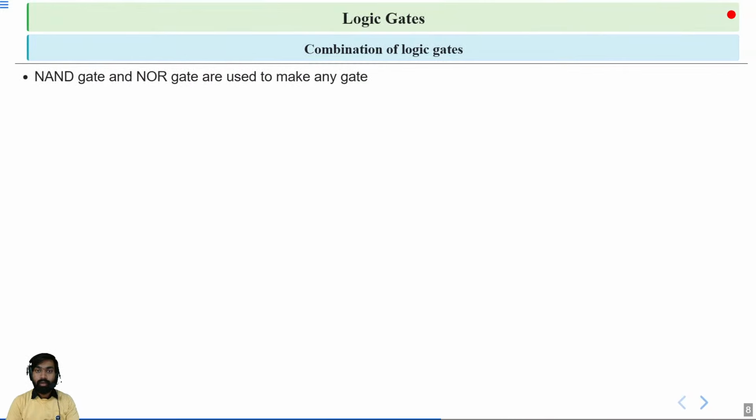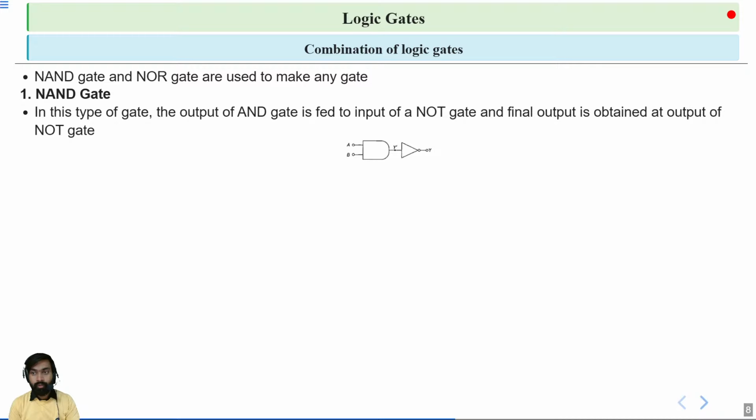Now we will discuss a combination of logic gates. NAND gates and NOR gates can be used to make any gate. Clear? So first we will discuss the NAND gate. Basically the NAND gate is a fundamental digital logic gate that combines the functions of an AND gate followed by a NOT gate. Essentially it performs the AND operation on its inputs and then inverts the result. Because of this, the NAND gate is often called a universal gate, since any other logic gate can be constructed using only NAND gates.